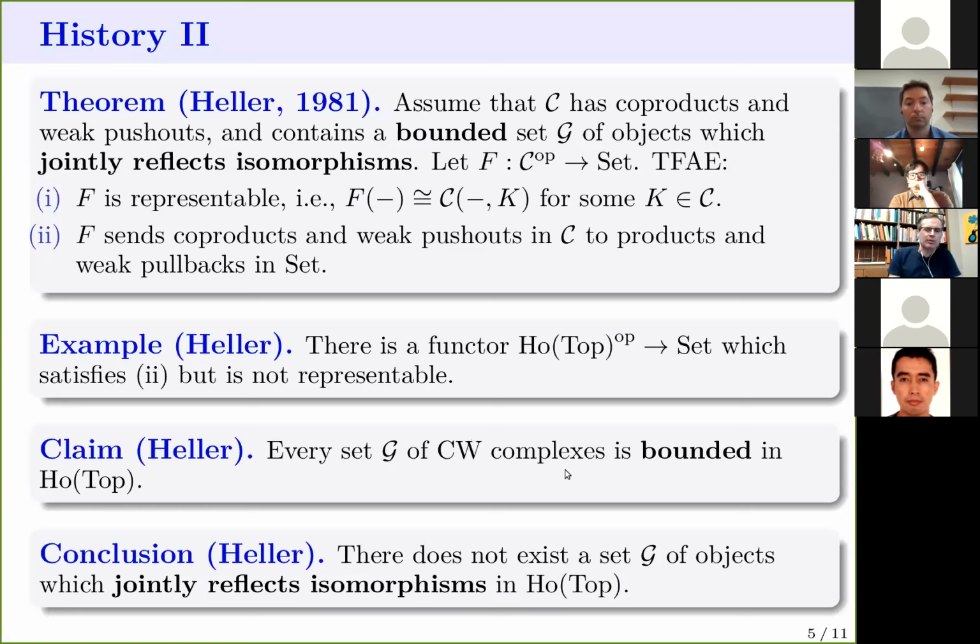So I read this paper a long time ago, and I believed this claim. It is completely obvious. The argument is a standard argument. If you have a set of CW complexes, you look at the largest number of cells that any one of them contains, and you choose a regular cardinal larger than that for your boundedness cardinal.